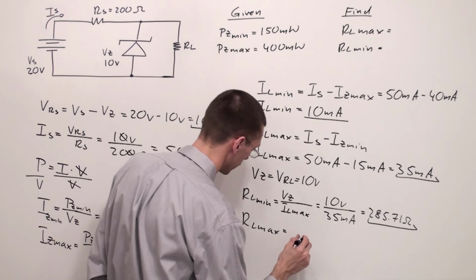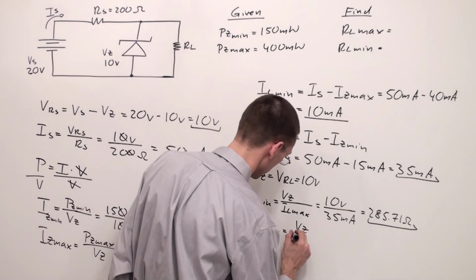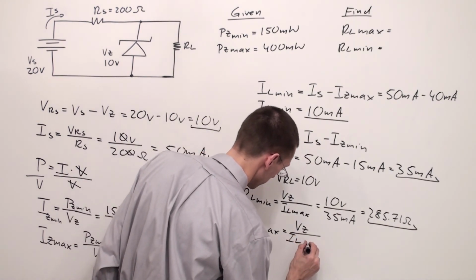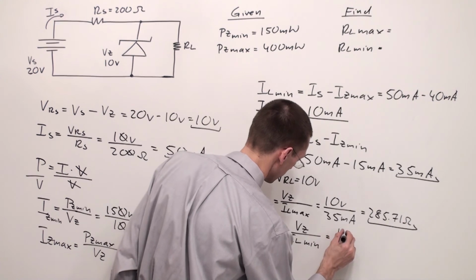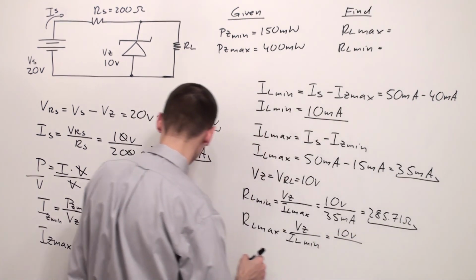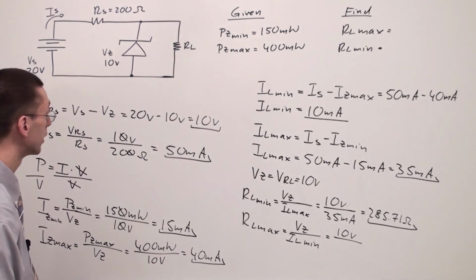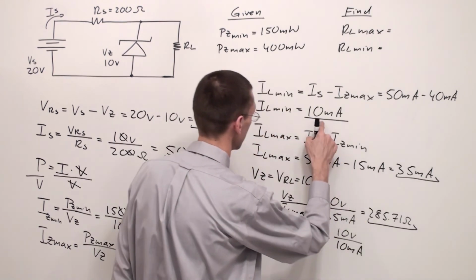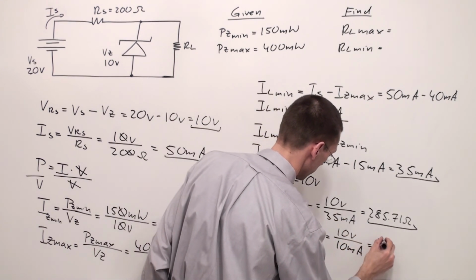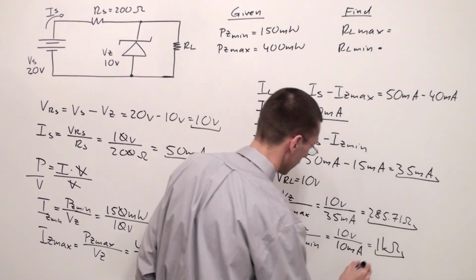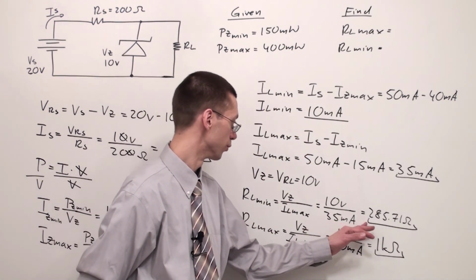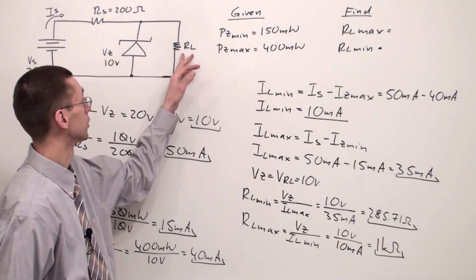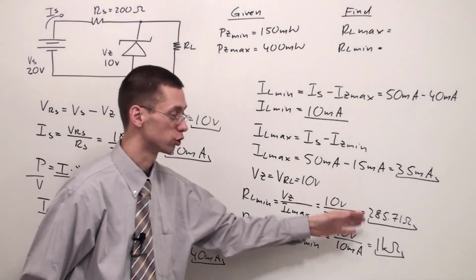RL max is equal to VZ over IL minimum. So I have 10 volts over IL minimum, which we found is equal to 10 milliamps, and this is 1 kilo ohm. And these are the minimum and maximum values of the resistor RL in this circuit. These are the solutions to my problem.